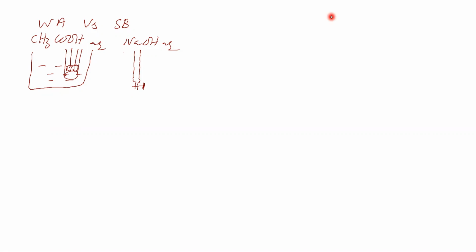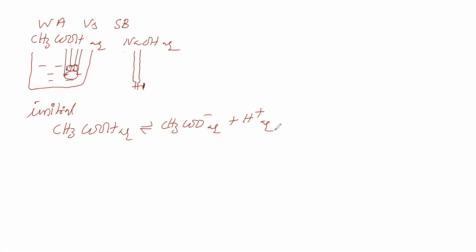Initially, in the vessel, what is there is acetic acid solution, which is undergoing ionization to give acetate ions and H plus ions. These ions are contributing to conductivity. So lambda m of this solution is nothing but lambda m of this contribution and lambda m of that contribution. From these two contributions, we can find the lambda m of this solution.